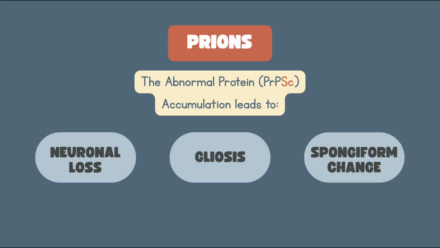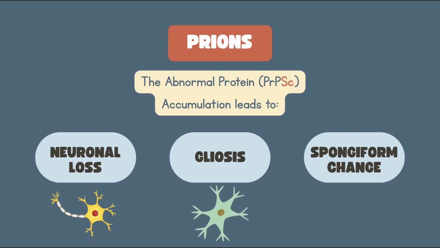It leads to three things: neural loss, gliosis, and spongiform change. Obviously, we'll have neural loss, meaning that the neurons begin to die, and this neural loss actually leads to gliosis. Gliosis is a somewhat similar process to fibrosis, but it occurs in the brain. So, because the neurons die, the brain starts to replace them with glial cells. And we know that glial cells are the support cells in the brain. Now, these glial cells start to act somewhat like scar tissue in the brain. So when the neurons die, the glial cells multiply and proliferate to fill in the damaged areas.